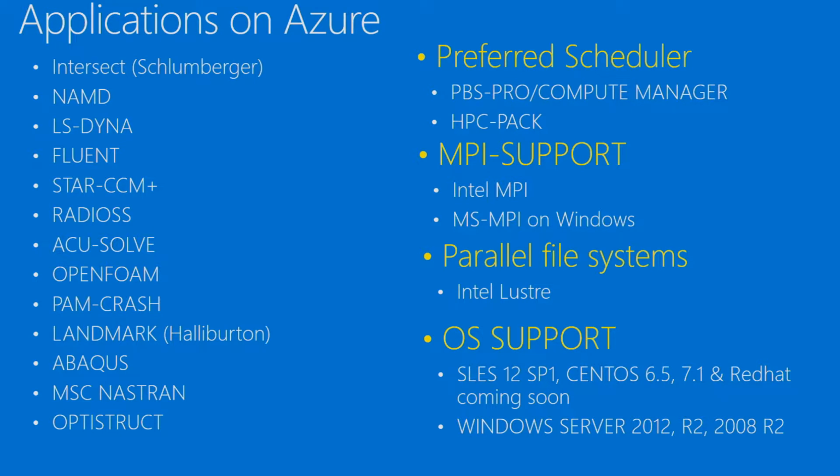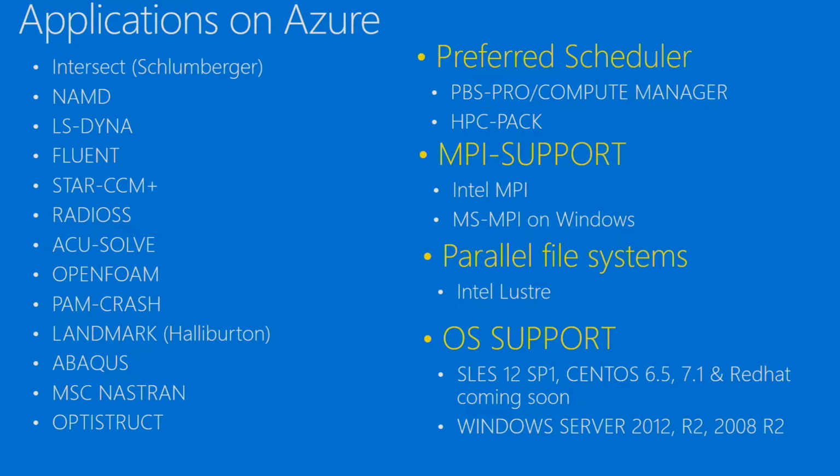Our preferred scheduler, we work very closely with a company called Altair Engineering. They make a scheduler called PBS Pro, and they have an offering called Compute Manager, which I'm going to demo today. We think that's the preferred scheduler on the Linux systems in Azure for manufacturing customers. And then we have HPC Pack. Microsoft has its own scheduler called HPC Pack, which works really, really well in a Windows environment.